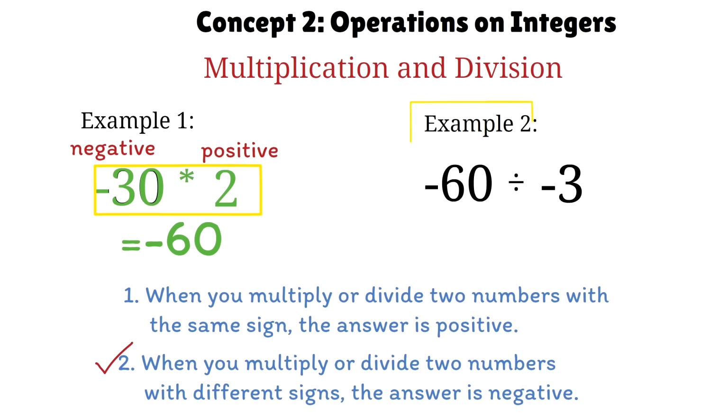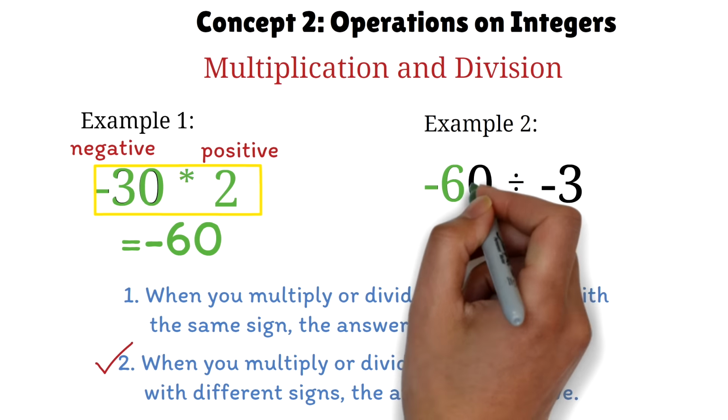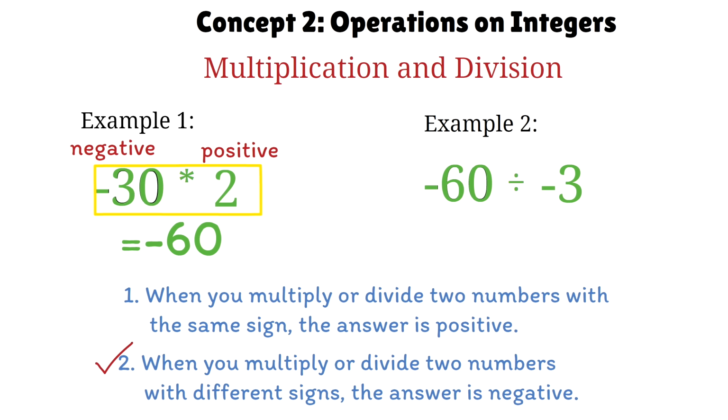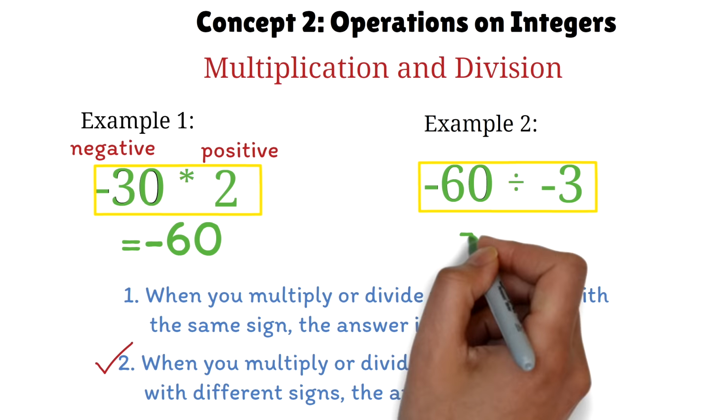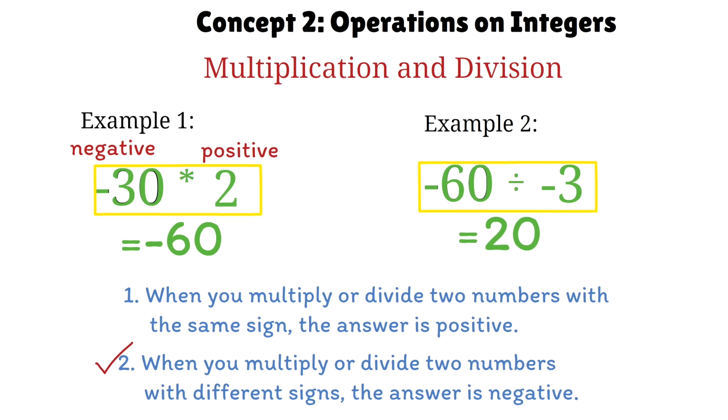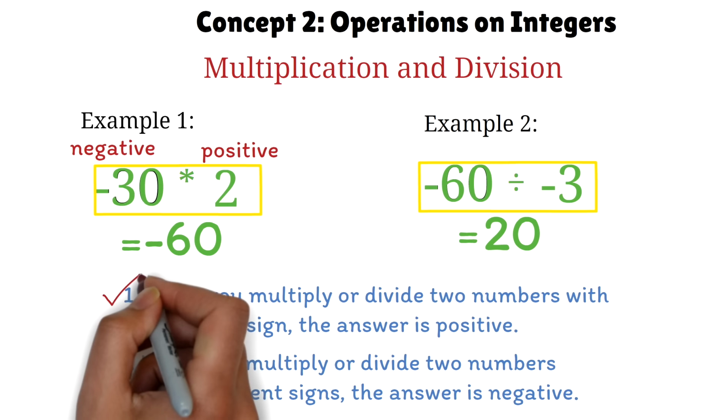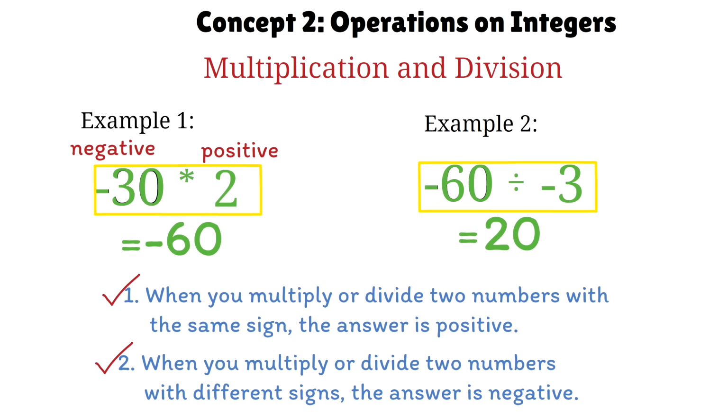Let's work on example 2. We have -60 divided by -3. Here, we will divide to get 20. Notice that our answer is positive because both numbers have the same sign. This is negative and this is also negative.